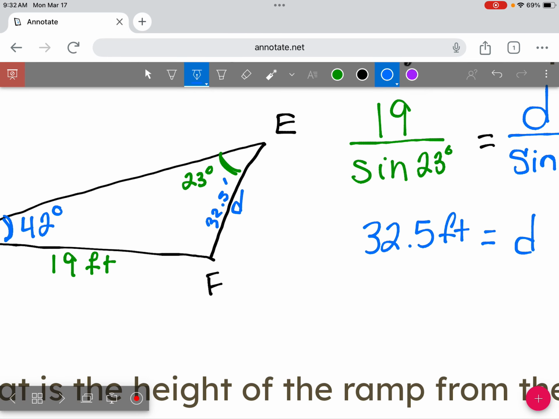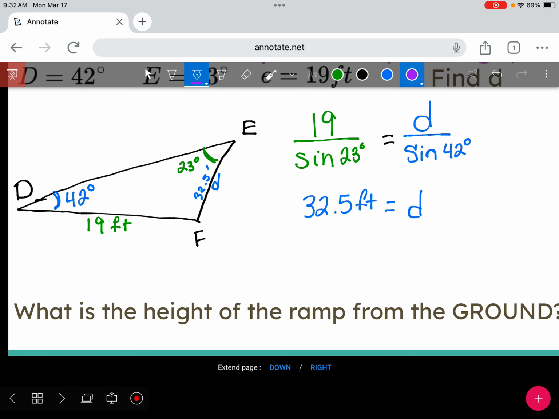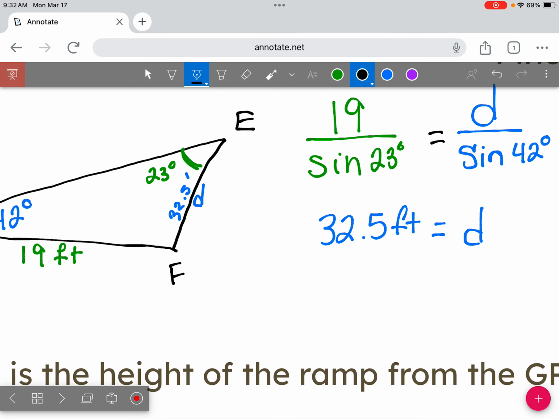A lot of times when they're giving us a problem like this with ramp situations, they're also going to ask another question. Think of this as a ramp over a staircase. This might be stairs here, so they couldn't measure all the way to the bottom. What they're asking us next is to find the height of the ramp.